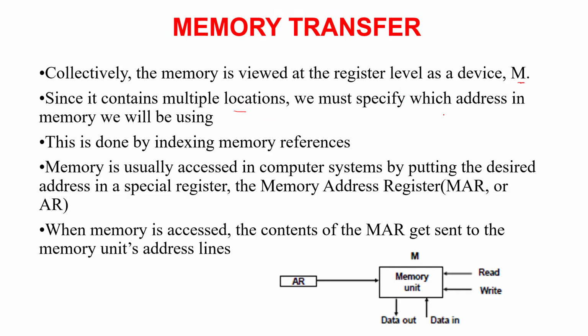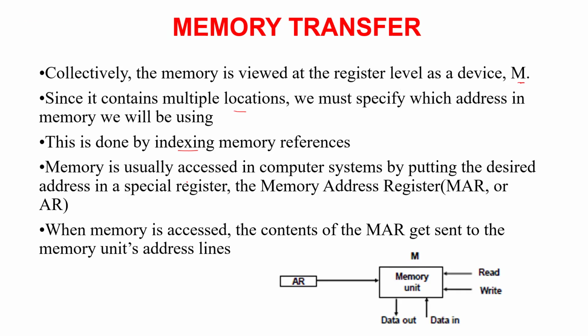Like in a society where so many people live, each house has some particular number and each street has some number. If you want to reach a particular locality in a city, first you go to the local area, then you find the road number, then the sector, then the house number. These are the kinds of combinations we have in the address registers. That is done with the help of indexing the memory reference.